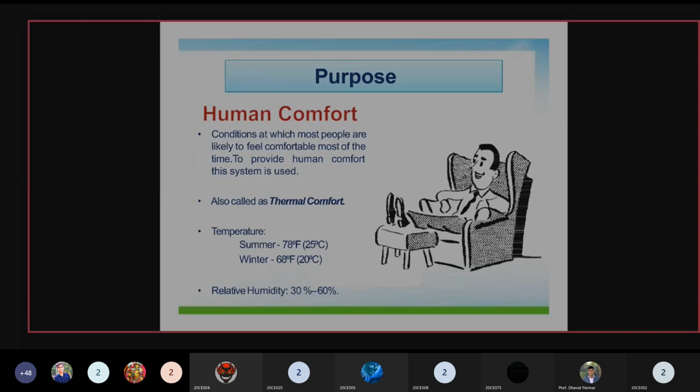To provide human comfort, this system is used, also called thermal comfort. Average temperature in HVAC in summer is 78 Fahrenheit and in winter 68 Fahrenheit. Relative humidity is 30 percent to 60 percent.